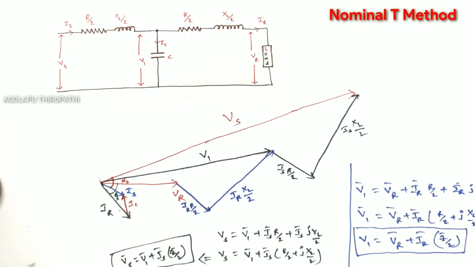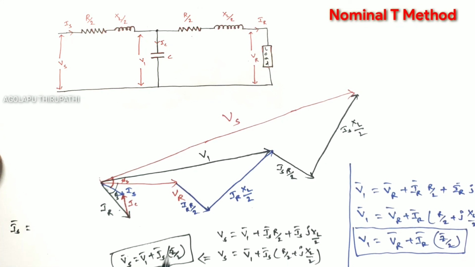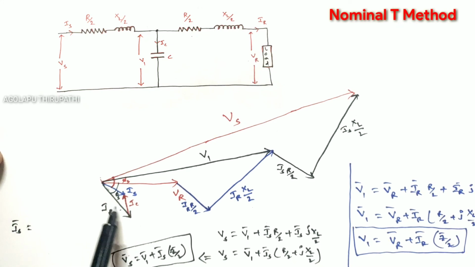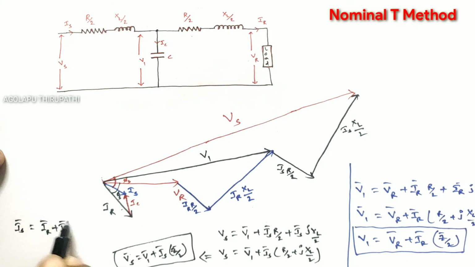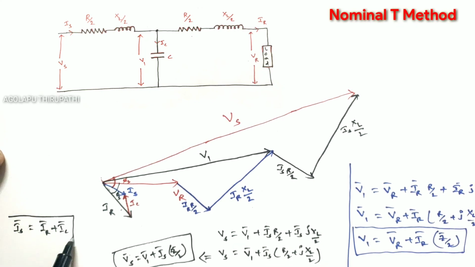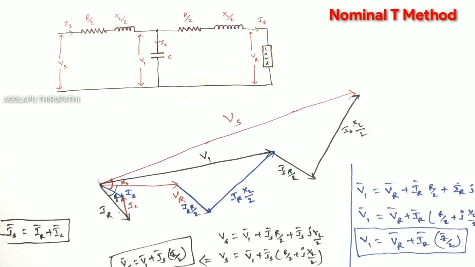After that we can write the equation for current also. The sending end current IS bar is equal to IR bar plus IC bar, right? By using these three equations, we can calculate efficiency, regulation, and the sending end side and receiving end side power factor. All these values we can calculate by using these three, right? Thank you.